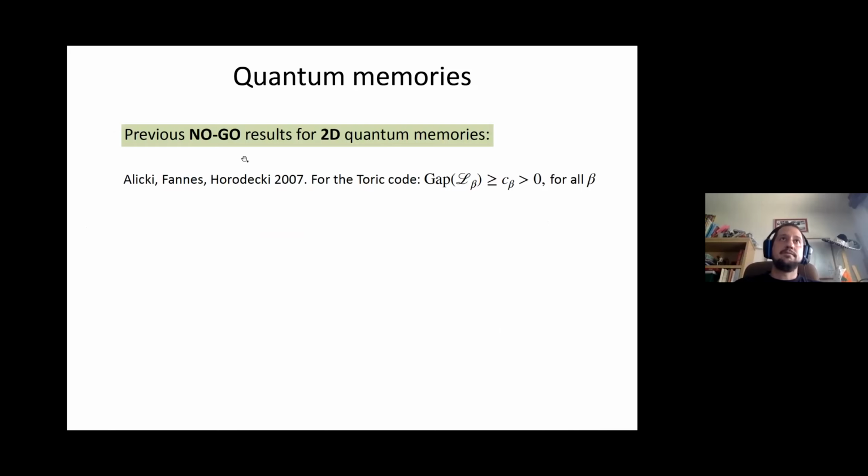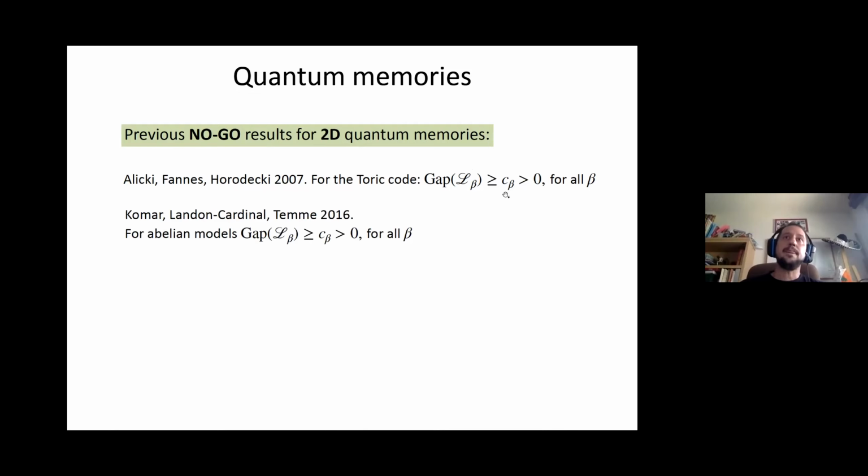Okay, so which were the previous no-go results for two-dimensional quantum memories? The first result, which is somehow the seminal result that started all this field, or at least the idea of showing that there are no topological memories in two dimensions, is this paper of Alicki, Fannes, and Horodecki in 2007, and they show that for a toric code, indeed this is true. I mean, the gap of the Lindbladian is lower bounded by some constant that's independent of the system size. In 2016, this was generalized for all abelian models, meaning those in which the group is abelian.